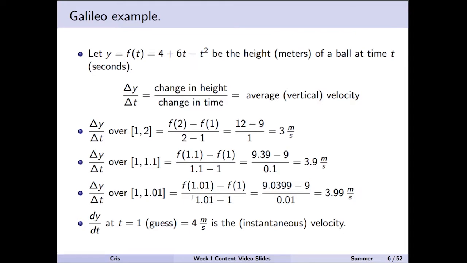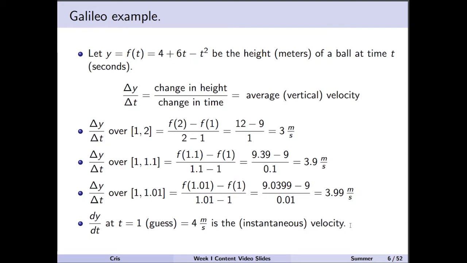What if we make the time interval even smaller? We look at an average velocity where delta t is only 1/100th of a second. We do this computation again, we get 3.99 meters per second. And so we would guess that in some kind of limit, as the secant line becomes a tangent line, as the average rate of change becomes the instantaneous rate of change, we would guess that 4 meters per second is the true velocity at that moment.